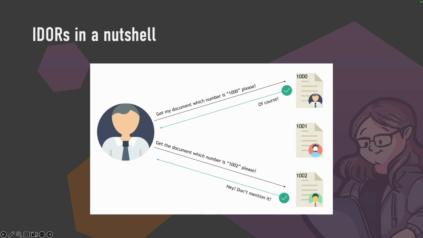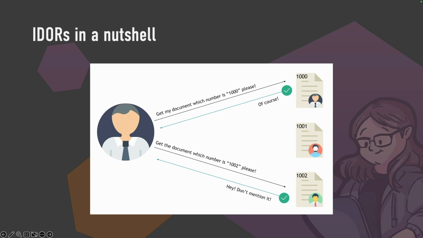So you might have heard these called IDORs before. And that's because an IDOR is a type of broken access control. I think a lot of people think they're two different bugs. They're not really, but they are slightly different.